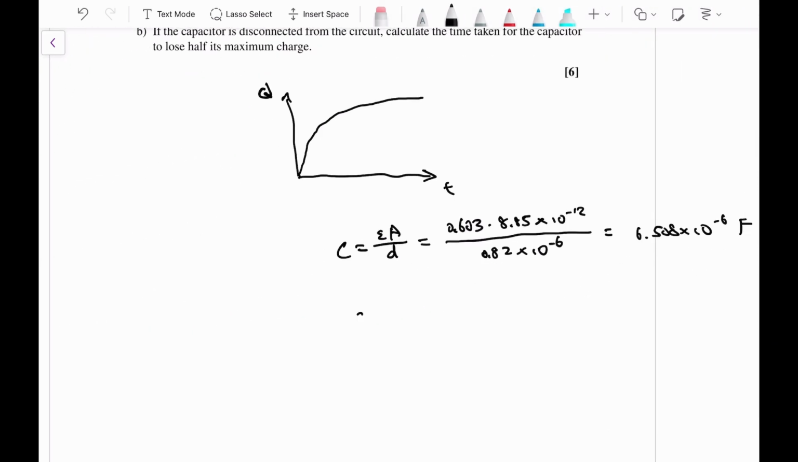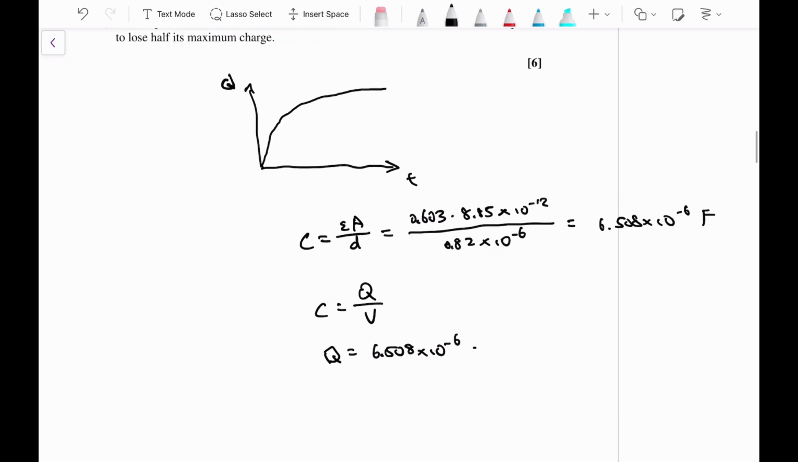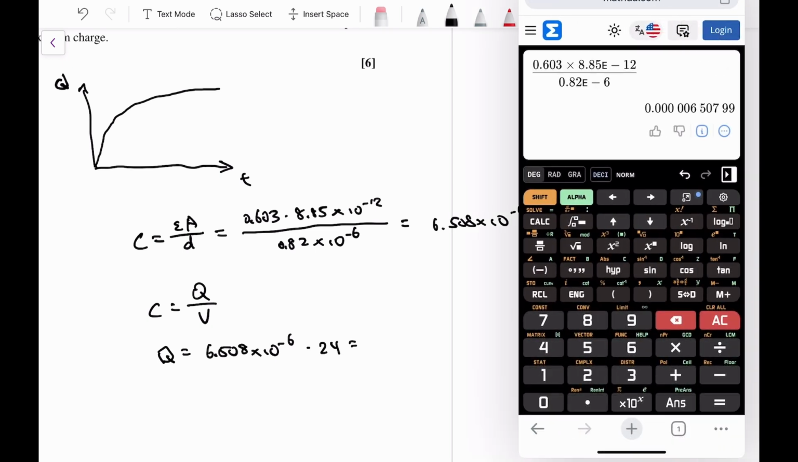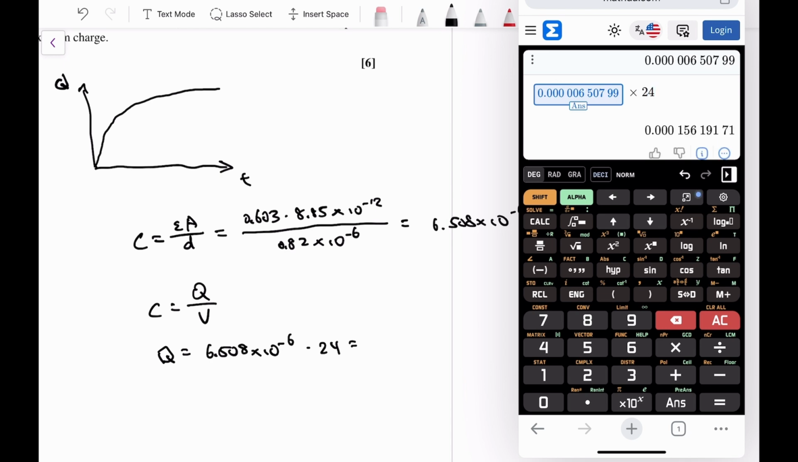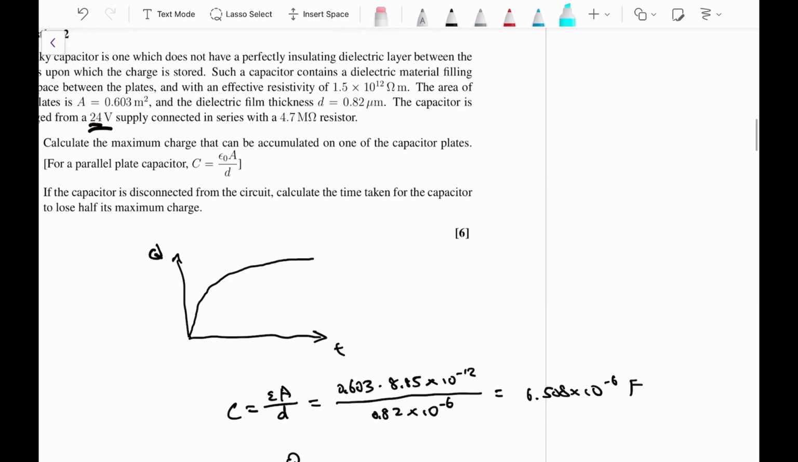And we know C is equal to Q over V, so Q will be equal to the capacitance, which we just calculated, times the voltage, which is 24. And this is equal to 1.562 times 10 to the minus 4 coulombs. And that will be the answer to the first part of the question. Now let's see question B.